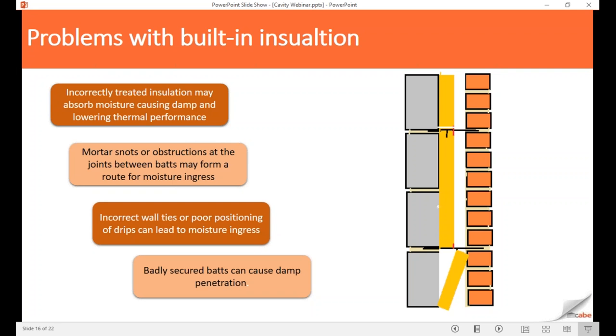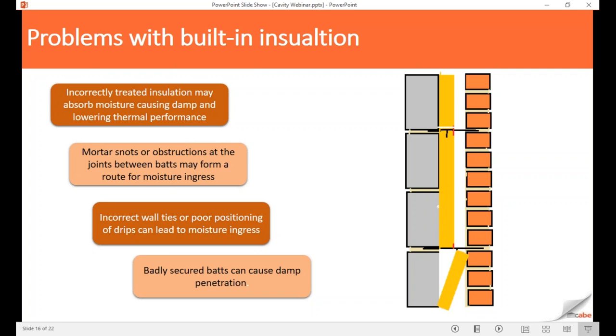The other problems we get with built-in insulation are the mortar droppings and mortar snots that get in between the insulation bats and cause a pathway for moisture to get in. Even if there's just a gap between the bats, that gap will run across the top of the resistant insulation and show itself on the internal leaf. I once dealt with a brand new housing estate, and at the end of it, numerous properties had little circles of damp in a regular pattern, coming through the tops of the insulation bats as a fairly regular occurrence.